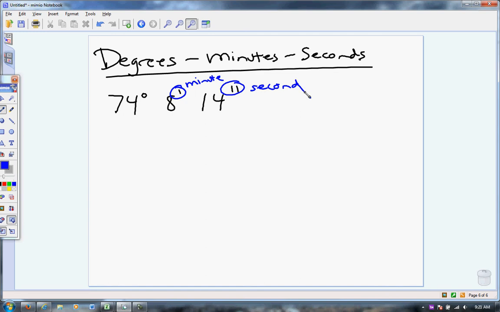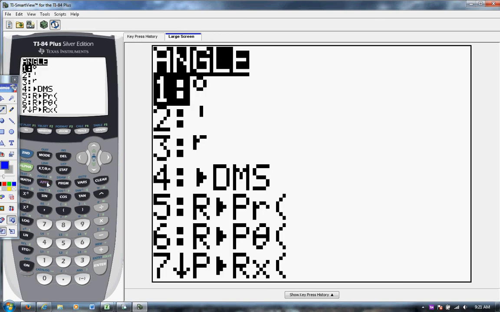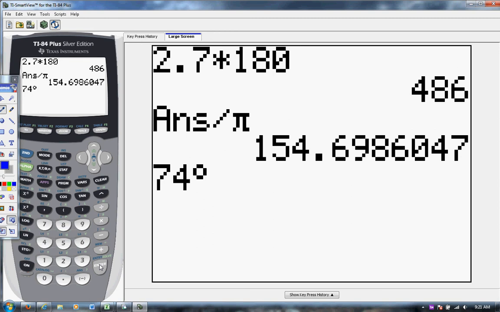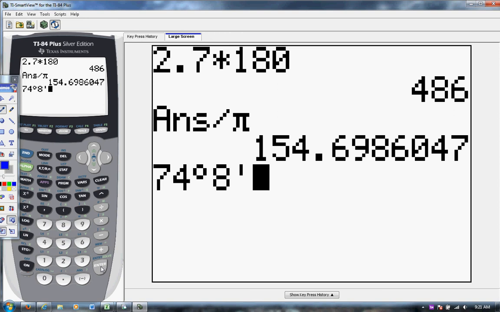On the graphing calculator, let me just show this to you before we run out of time. Type in 74, and you go to second apps. Look for your apps button, which is right here in the middle, and look at what number 1 is. It's a degree. So you hit enter. Now it's 74 degrees. We had 8 minutes, so I would hit 8, and go to second apps again, and look at number 2. It's my minutes symbol.